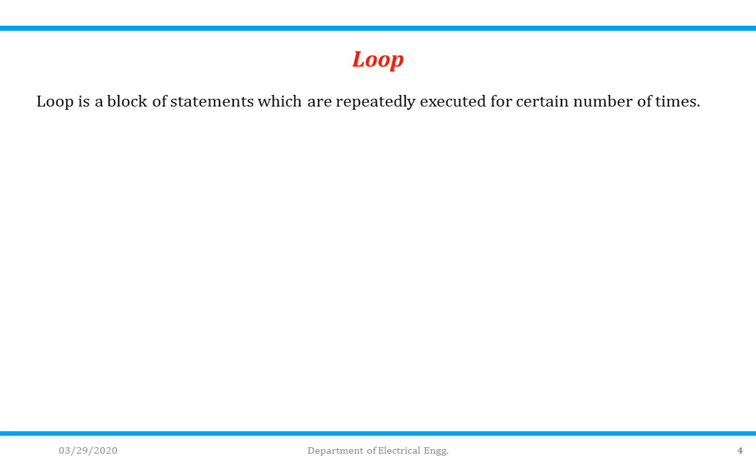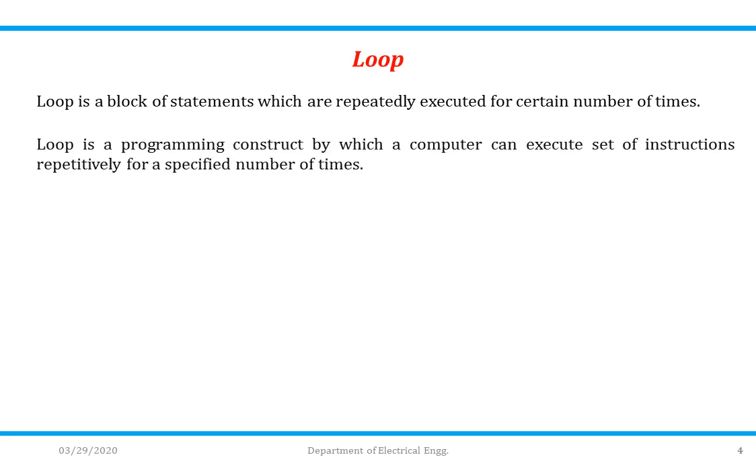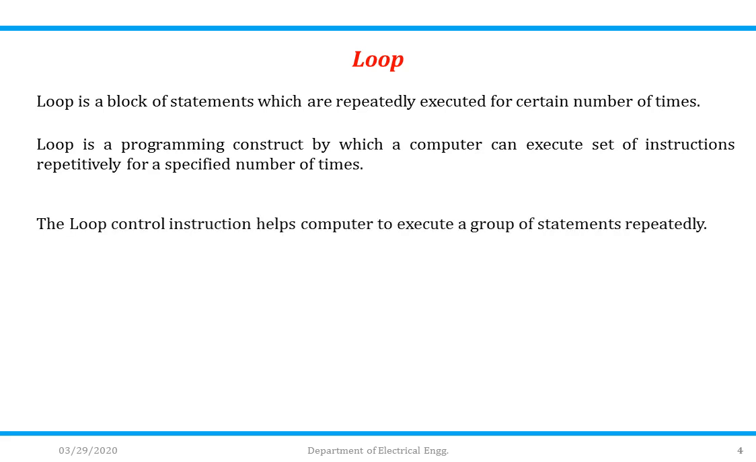Let's first understand the meaning of a loop. A loop is a block of statements which are repeatedly executed a certain number of times. Loop is a programming construct by which a computer can execute a set of instructions repetitively for a specified number of times. The loop control instruction helps the computer to execute a group of statements repeatedly.